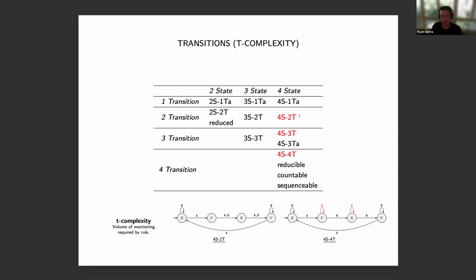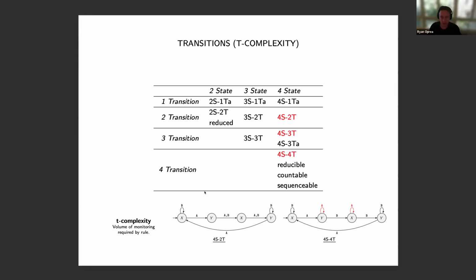Okay, the other big coarse visual feature of a finite state machine is the number of transitions. So we have a set of rules designed to test the idea of T complexity, which is another idea that was floated in the literature. Transitions are descriptions of the amount of monitoring of the environment that's required by the rule and the amount of variability of behavior in response to changes in the environment.